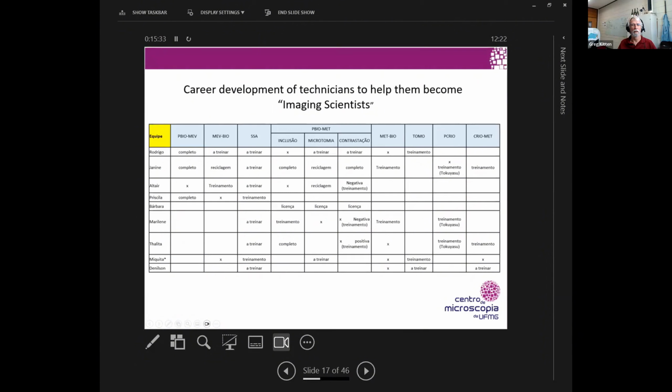So not shown here in another graph, but we have to constantly keep pushing people because we don't want them to just stay with one method. That's our human resource formation. We want imaging scientists that are capable of using several systems and the preparation of samples.